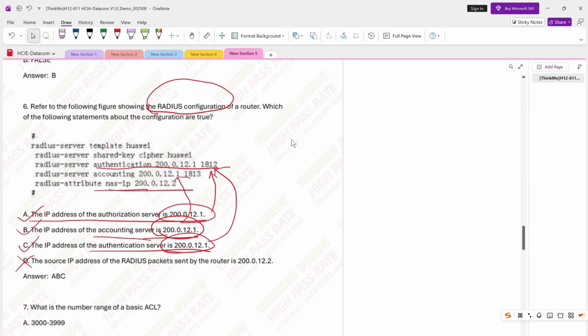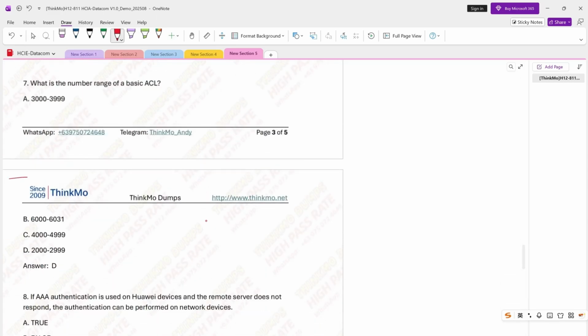Now the second question, which is question 7. In this question, they're asking us which one is this basic ACL. For example, what is the number range for the ACL? So the number range for basic ACLs as defined by Huawei is this option B, 2000 to 2999.